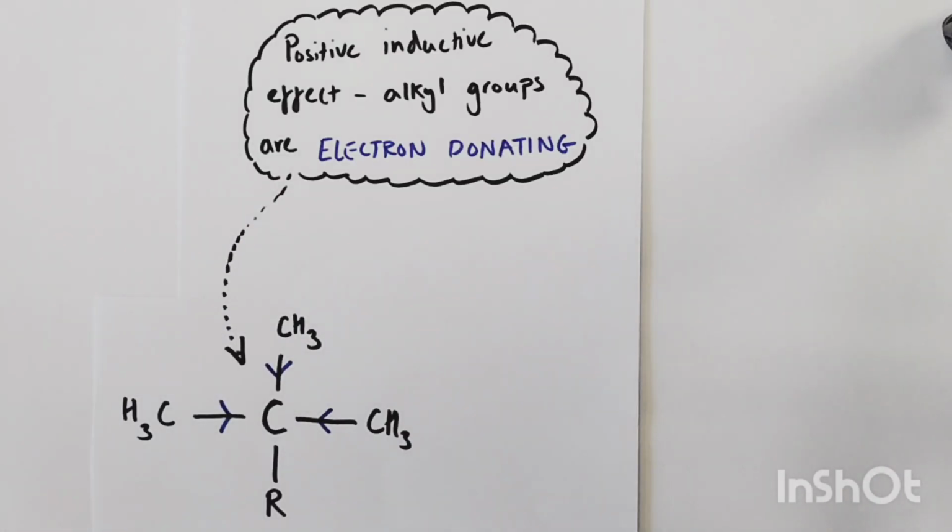This produces what is known as a positive inductive effect. These alkyl groups surrounding this central carbon are electron donating. They are pushing electron density along these bonds towards the carbon here. And that can have an influence on the stability of any carbocations formed in these electrophilic addition mechanisms.